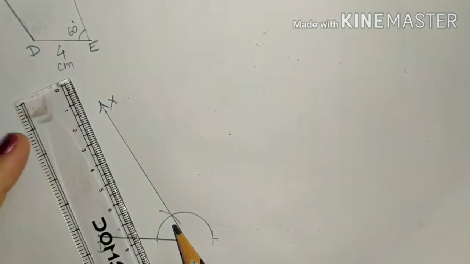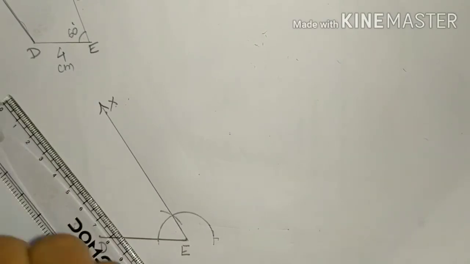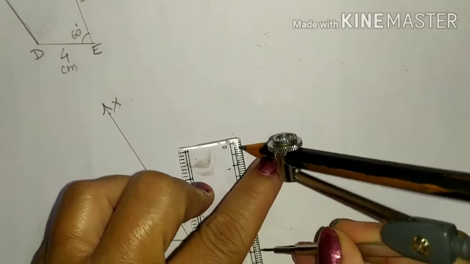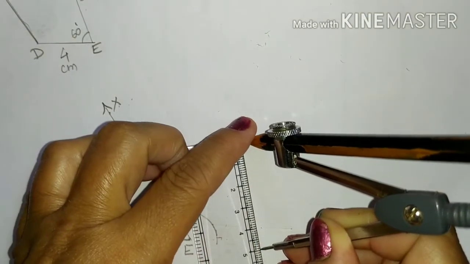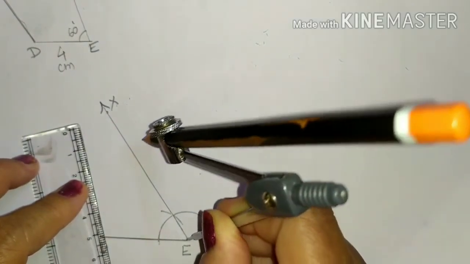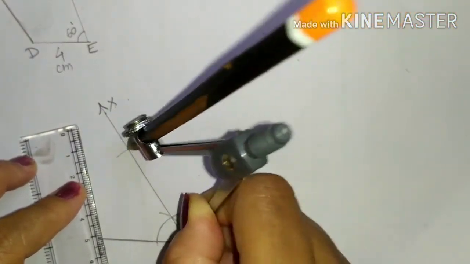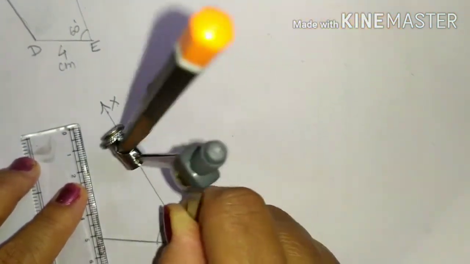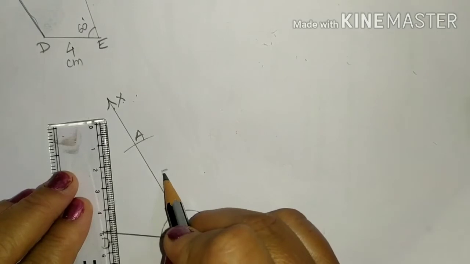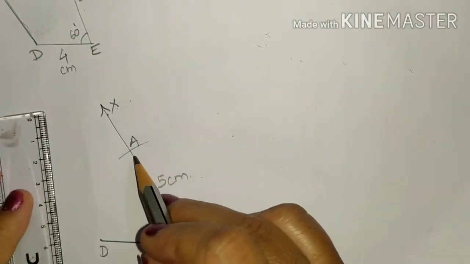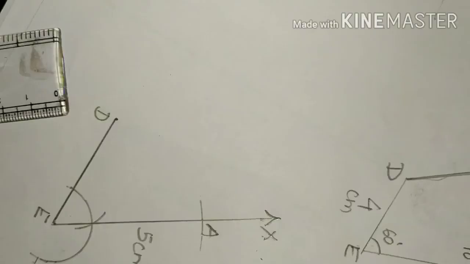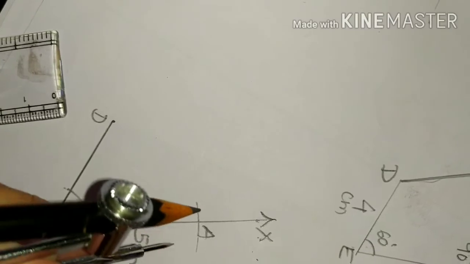Now EA is 5 cm. So we will take the measurement of 5 cm with the help of rounder. So taking 5 cm, we will cut off the arc. So this will be point A and this is 5 cm. Now from A we have to take the angle of 90 degree. So for this you can rotate the figure now. From A we will draw the angle of 90 degree now.